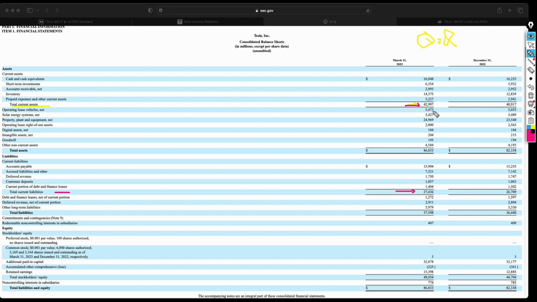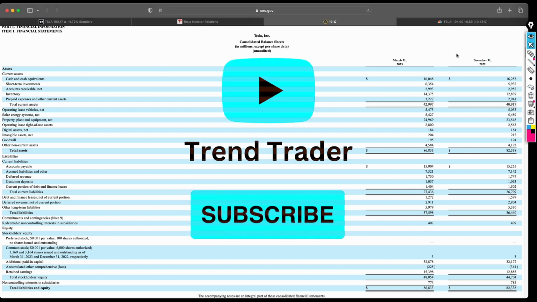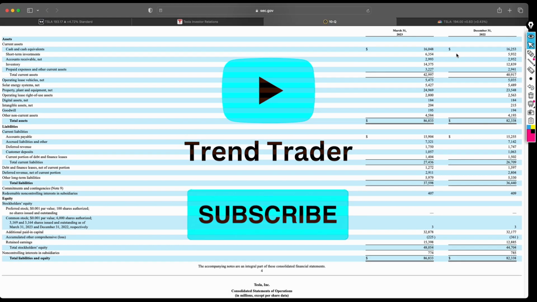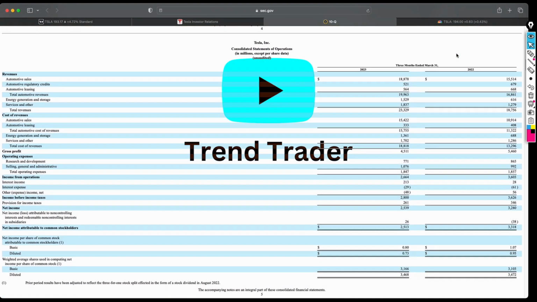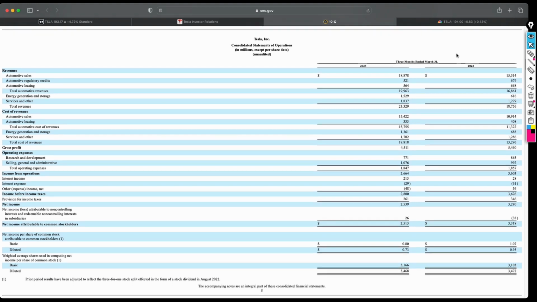So what we see here, we've got 43 billion. When you subtract the 27 billion, you are left with a positive figure that tells us that Tesla has a positive net working capital. And we love buying companies that have positive net working capital, because it means that for the next 12 months, this company is going to be able to cover its short-term obligations. So for that reason, we are interested in this stock. We are happy with what we see in the balance sheet.